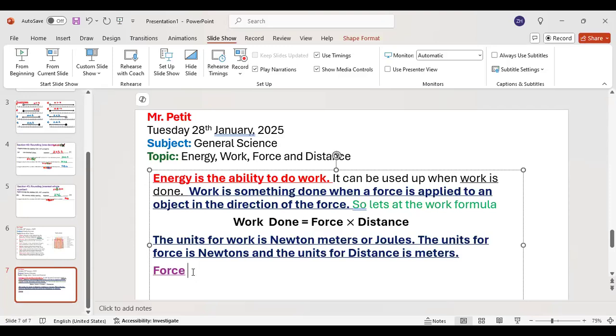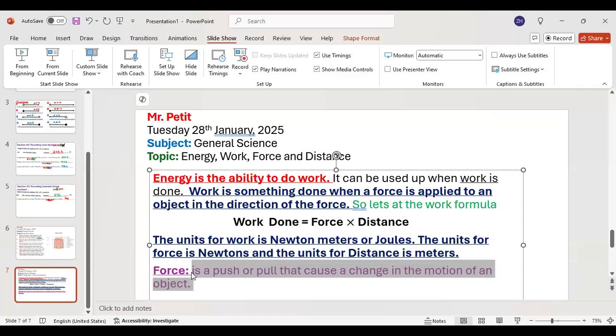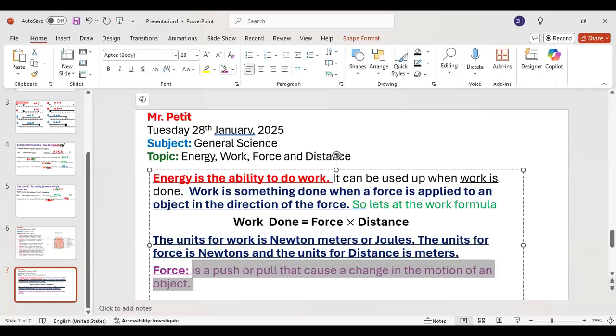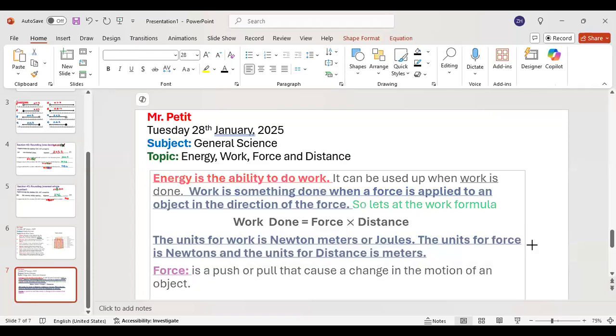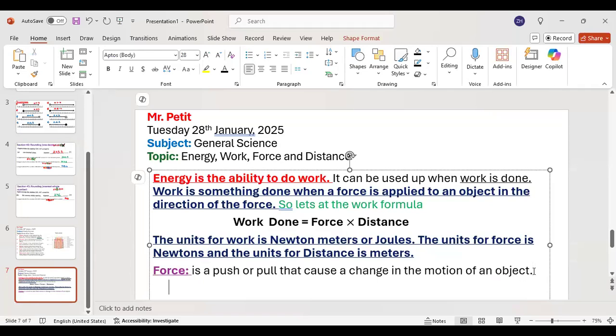Okay. Yes, good. So the force is a push or pull that causes a change in the motion of an object. So that's what the force is. The force is a push or pull that causes a change in motion of an object.